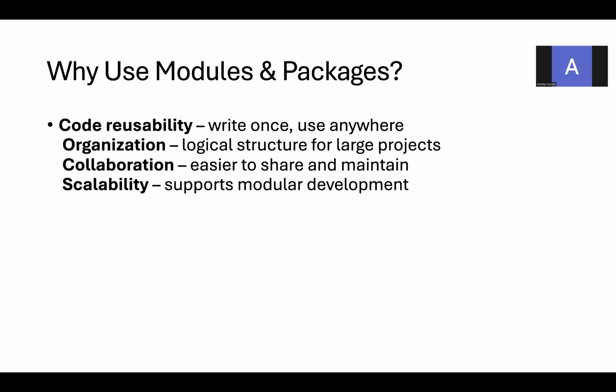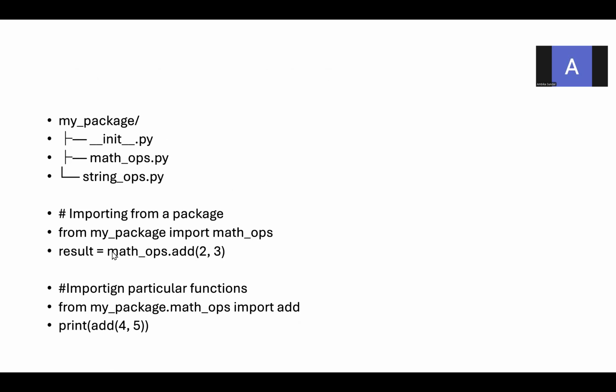So why do we use modules and packages? Code reusability: write only once and use any number of times and anywhere. Organization: logical structure for large projects. Collaboration: easier to share and maintain. Scalability: supports modular development. First, code reusability: you write the code only once and use it multiple times. The structure is very logical.